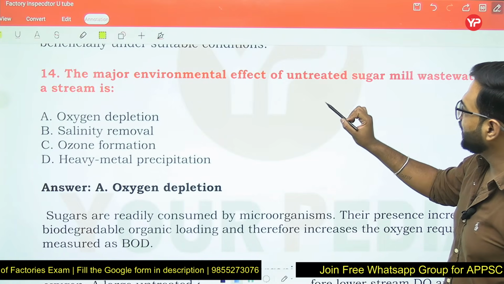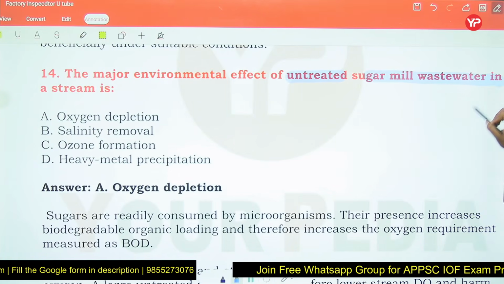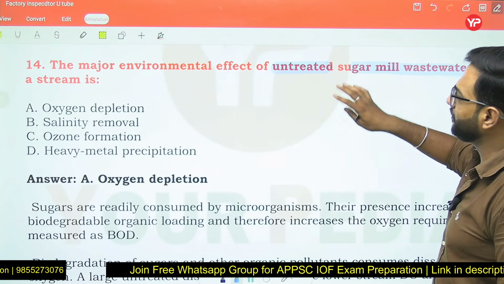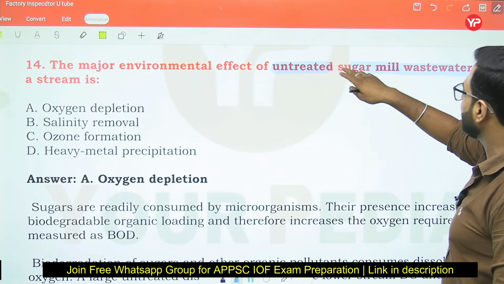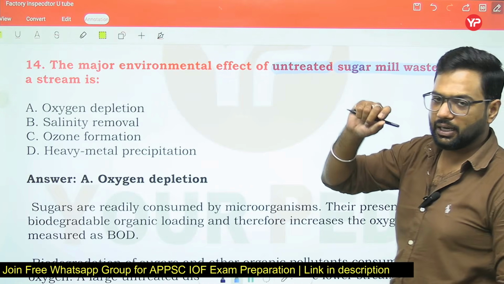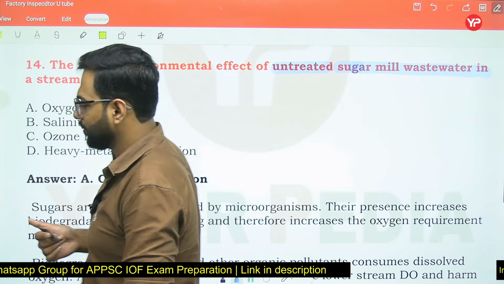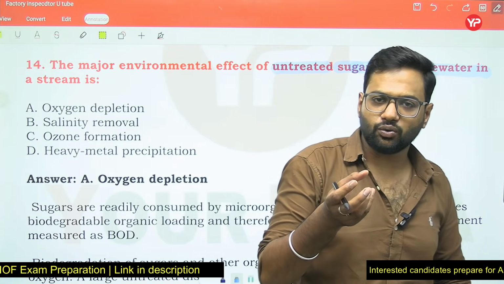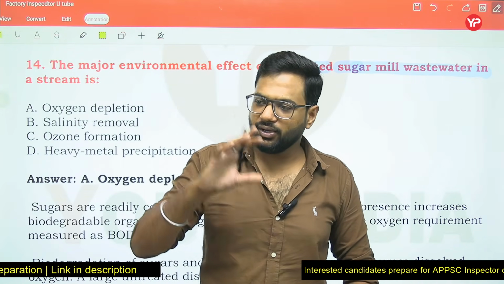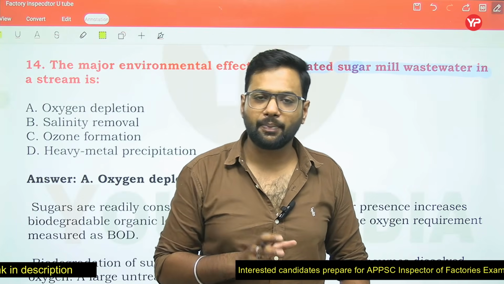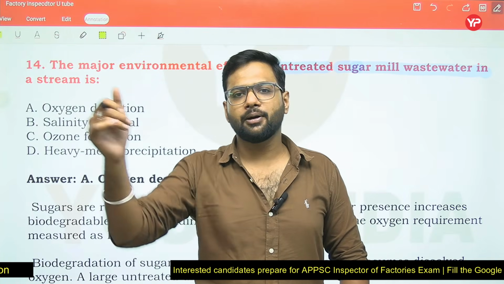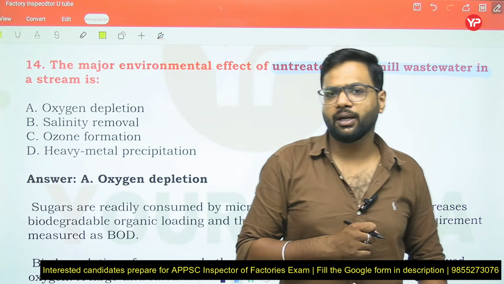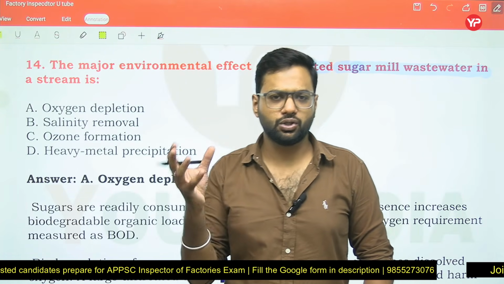The major environmental effect of untreated sugar mill wastewater in the stream. Now friends, the question is asking what the major environmental effect of untreated sugar mill wastewater is. If sugar mill wastewater is untreated, what can be the environmental impact? We know that this wastewater has a high amount of BOD, and if we dispose of it into any water body, what happens? The organic matter is going to be decomposed in that water body by microorganisms, and during the decomposition of organic matter, there is a high consumption of oxygen.